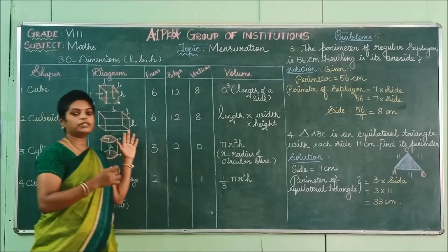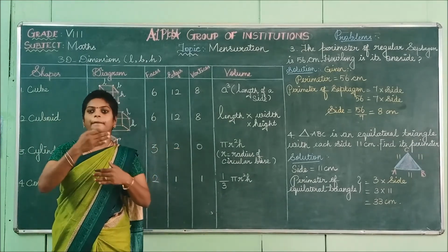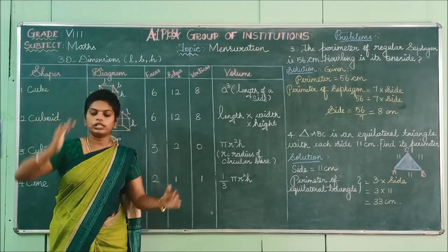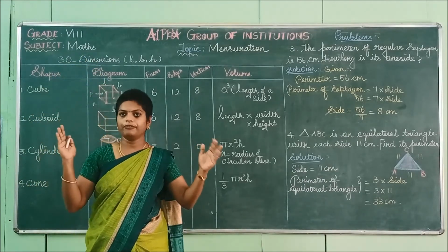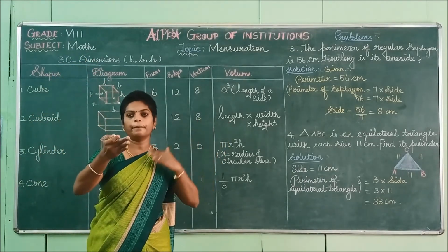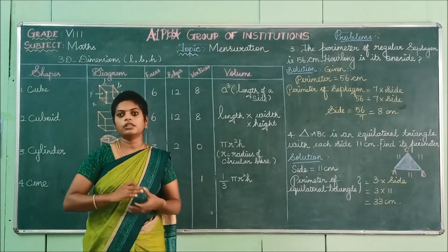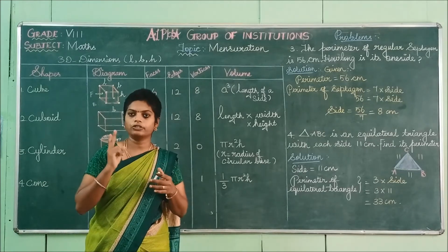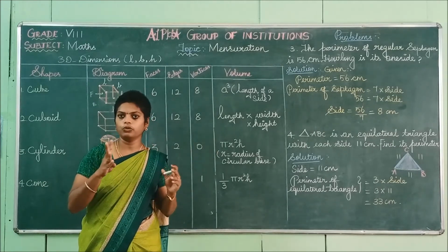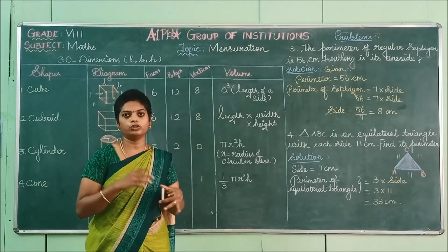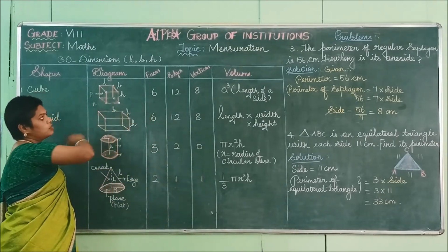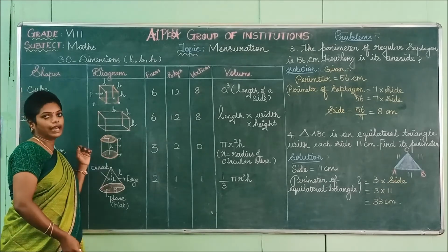So how many faces does this cube have? Front, back, left, right, top and bottom. So listen once again carefully. Front and back 2, left and right 2, then top and bottom 2. Totally 6 faces. So how can you calculate the edges?